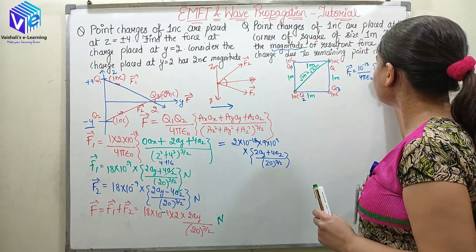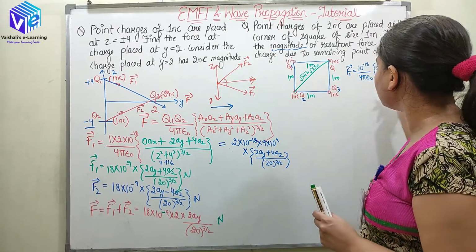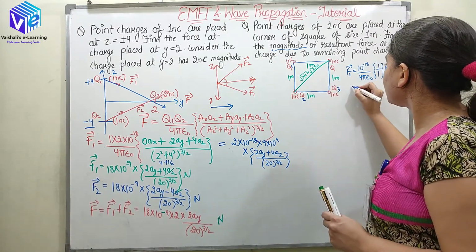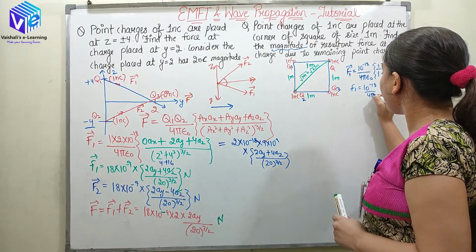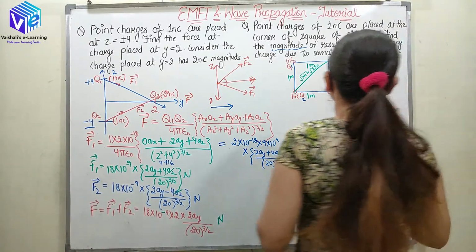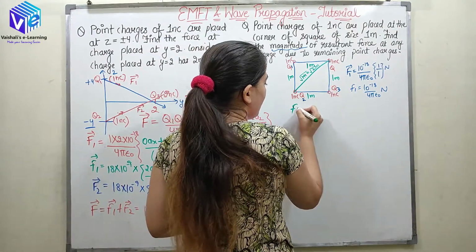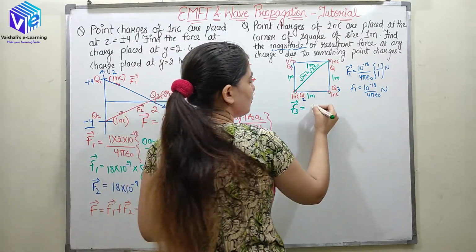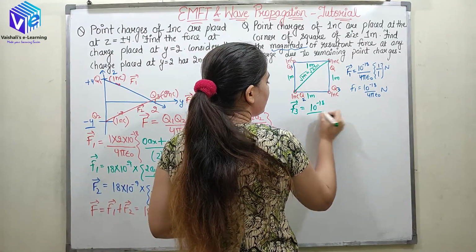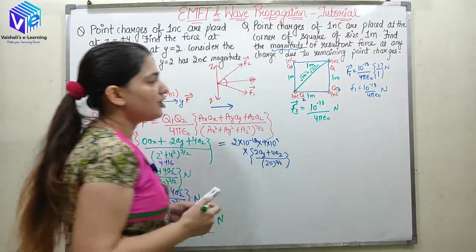So what is the distance? It is 1, so 1 upon 1 because r square is 1. Okay. So now it is Newton. So it is 10 raised to power minus 18 upon 4 pi epsilon naught Newton. Similarly, what is the force due to charge Q3? F3 is the force due to charge Q3 on the charge Q. It will again be equal to 10 raised to power minus 18 upon 4 pi epsilon naught Newton.